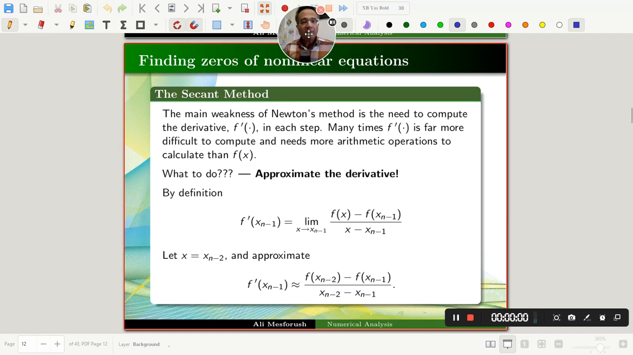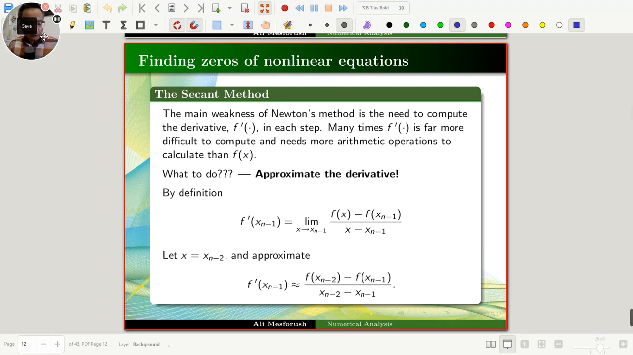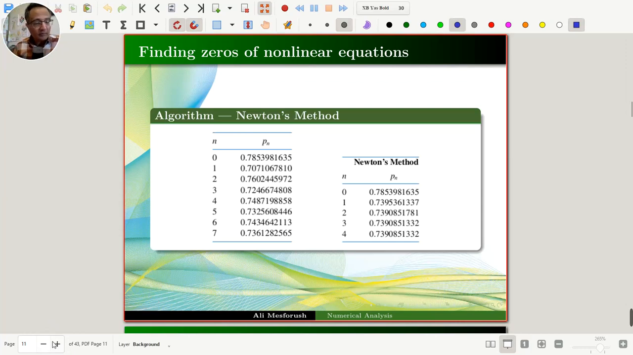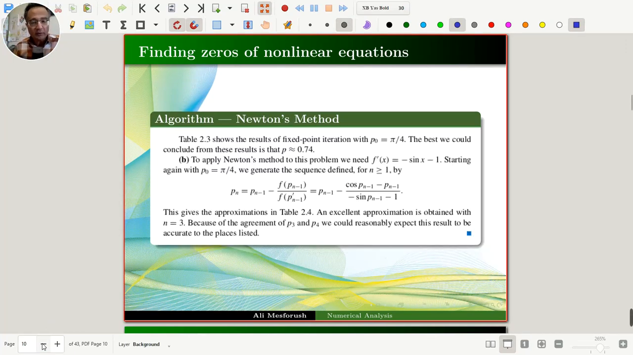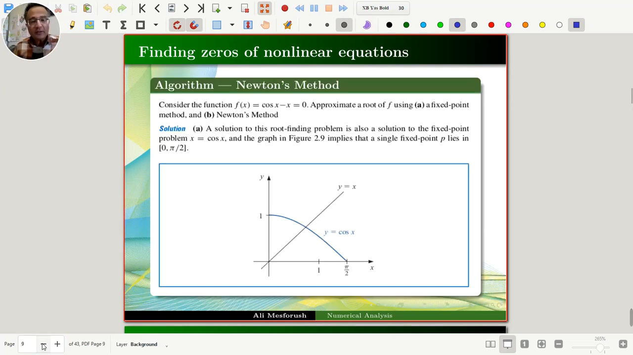So far, we have discussed three numeric methods for finding the roots of a nonlinear equation: bisection method, fixed point method, and Newton method. But Newton's method was the best technique for finding the zeros of a nonlinear equation. You saw that we have to generate a sequence like this.